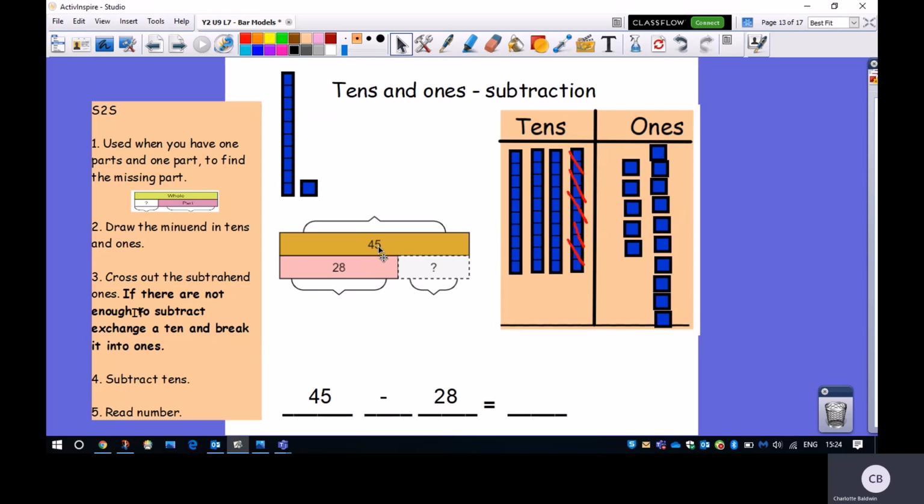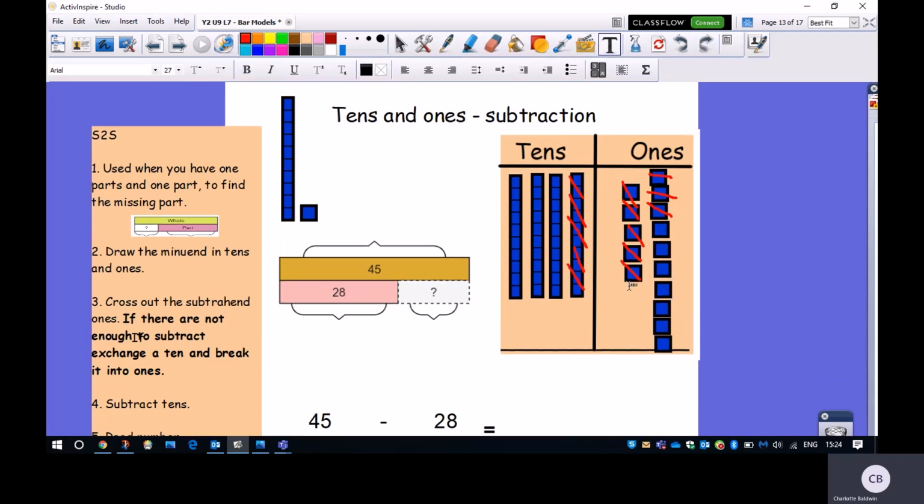So I still now need to cross out 8 of the ones. 1, 2, 3, 4, 5, 6, 7, 8. How many does that leave me with? 1, 2, 3, 4, 5, 6, 7. So I've got 7 ones left.